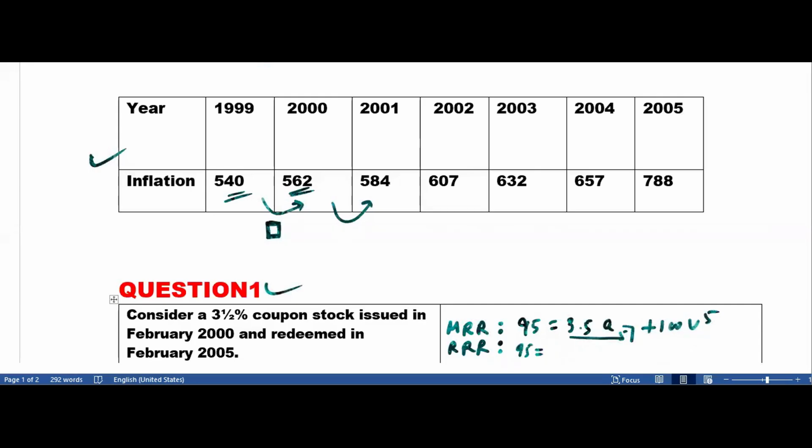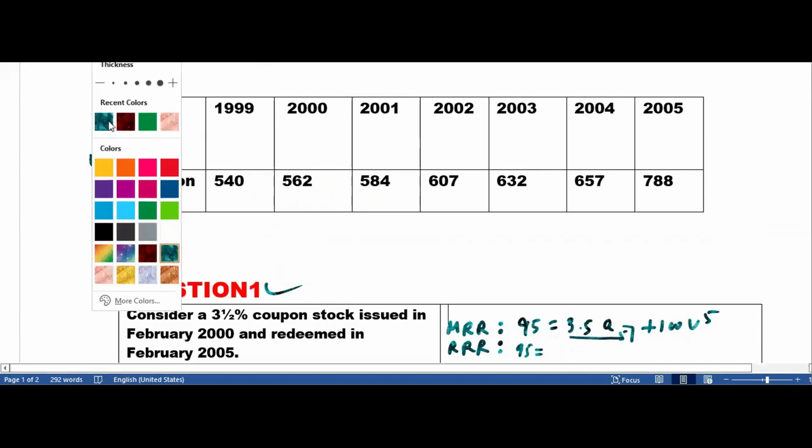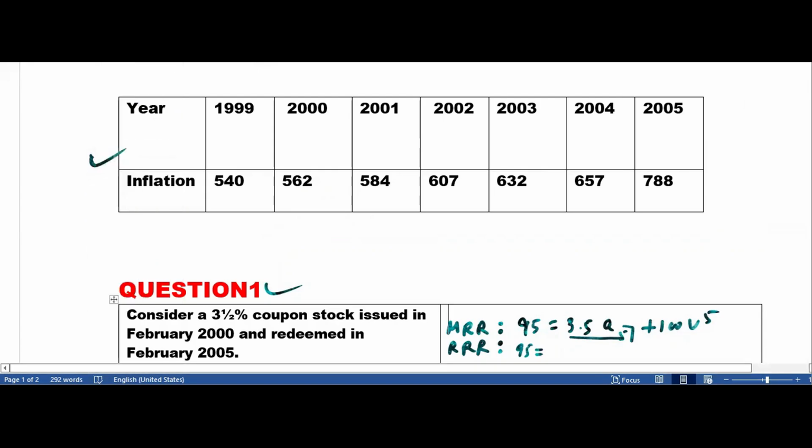If tomorrow I write here 1990, 1700, oh, sir, got it. Got it. GOAT or GOT. So which figures? Tell me now. 540 upon 584. Sorry, 540 upon 584.